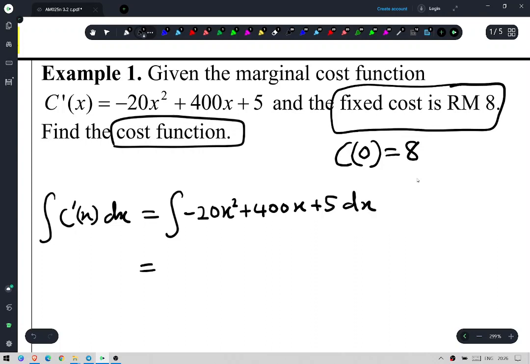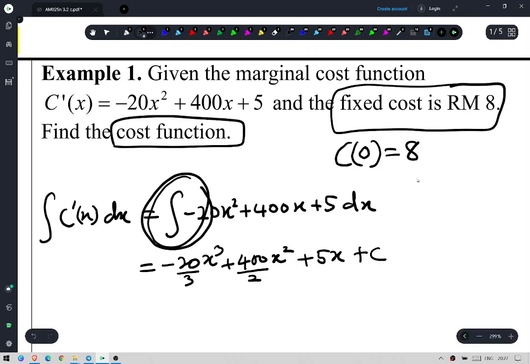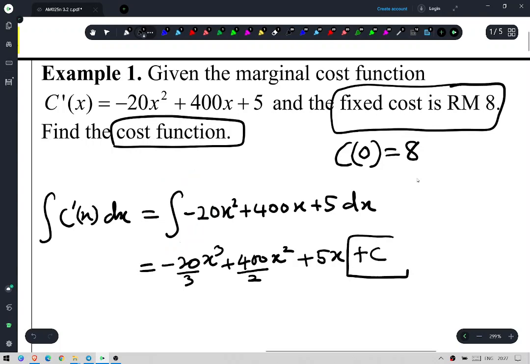So we integrate as usual. We will get, no need for limits, it's not definite, minus 20 x to the power 3 over 3, and then plus 400 x squared over 2. Notice the new power divides. And then plus 5x. Don't forget, because this is indefinite, there are no limits here, so there must be plus C.